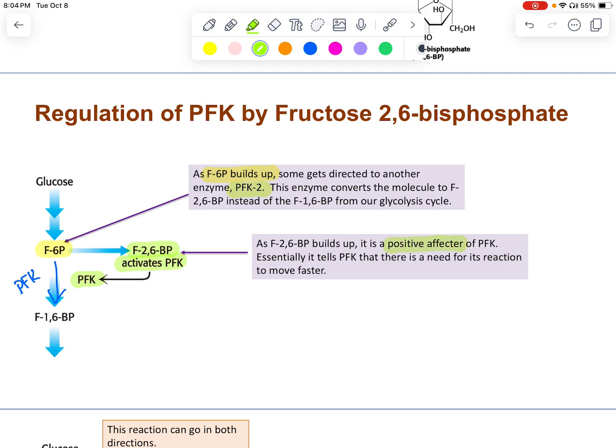Essentially, if our reaction is just going along great and reaction 3, this is reaction number 3 here, is moving along at an appropriate speed, then there won't be a lot of this built up, and so we won't make much of this fructose 2,6-bisphosphate. But if the early reactions are moving faster and this is starting to build up because our reaction 3 is not moving fast, that's when we're going to start making this. And so then this serves as an allosteric effector for the PFK to tell the PFK, like, get moving, come on, let's speed up this reaction.